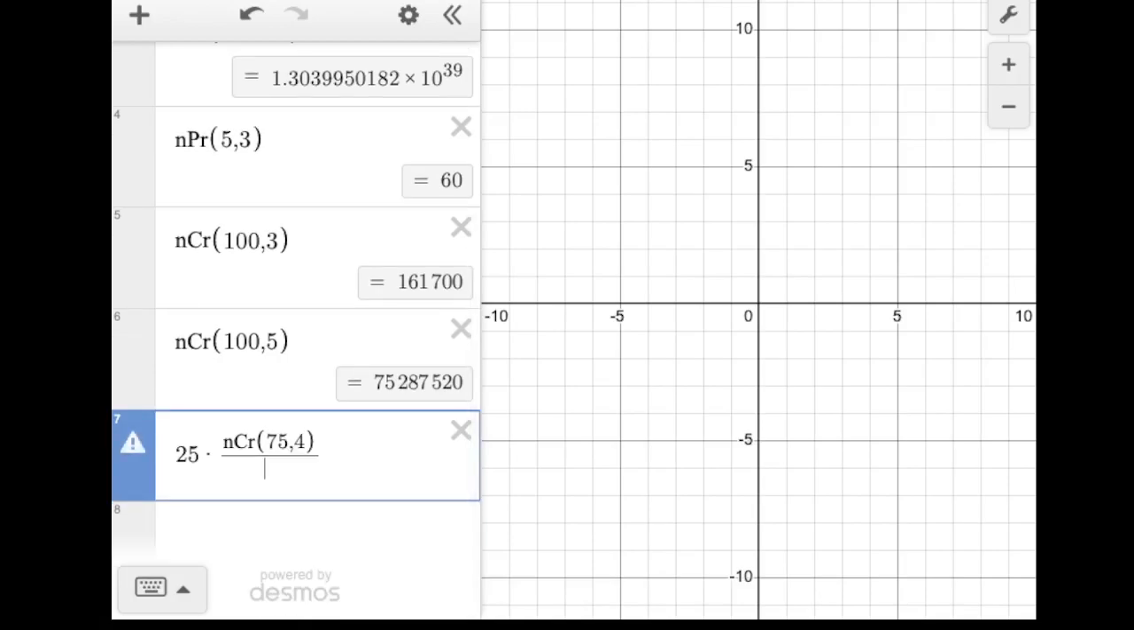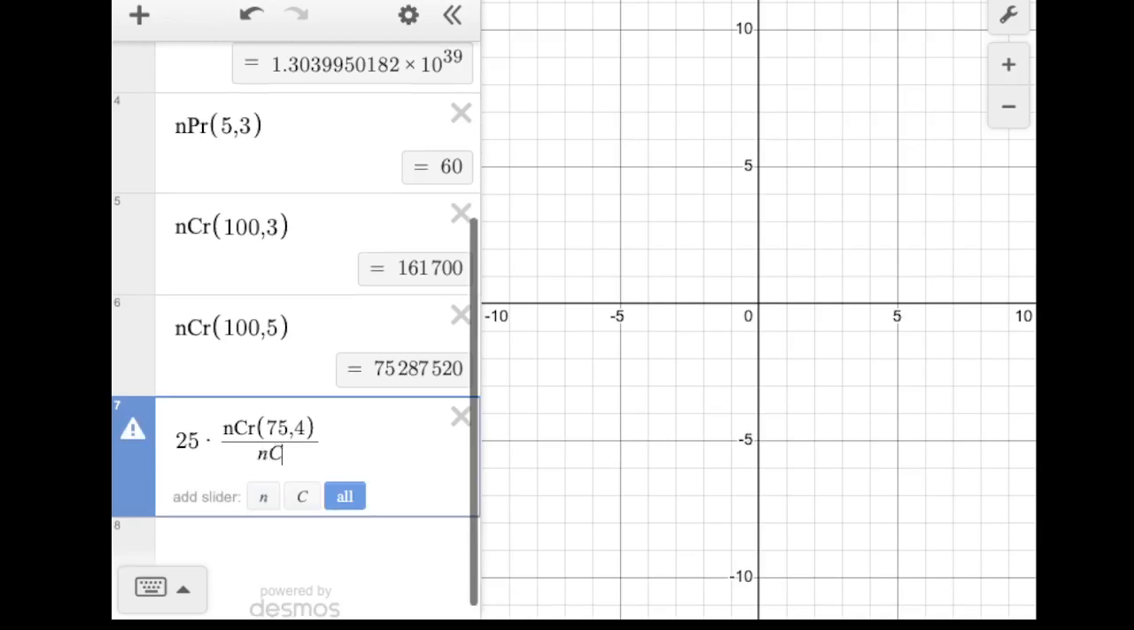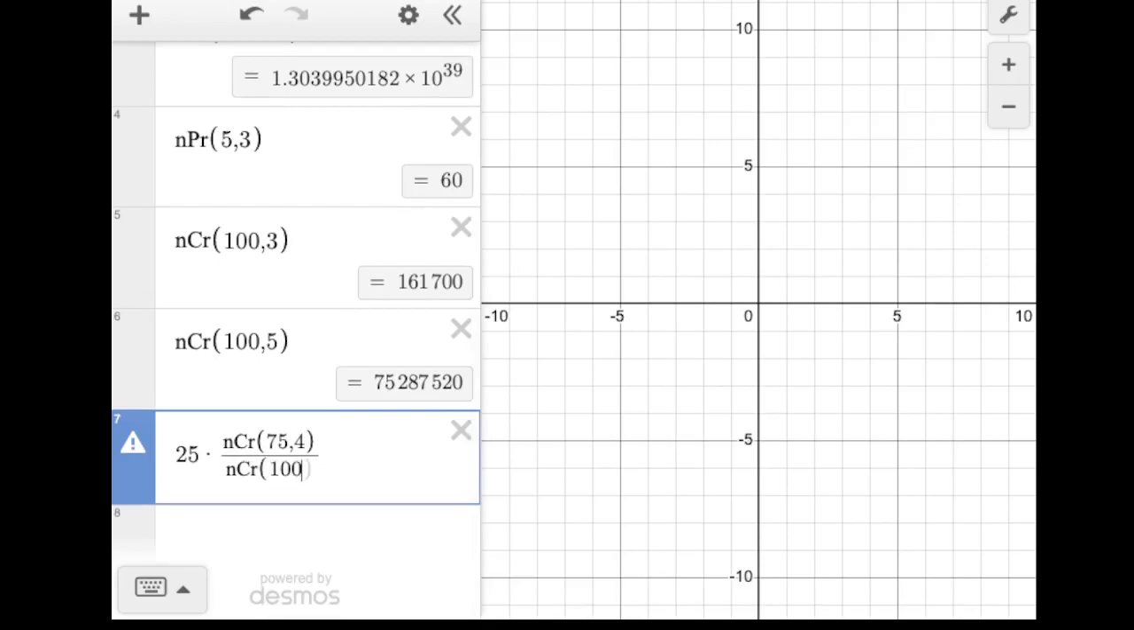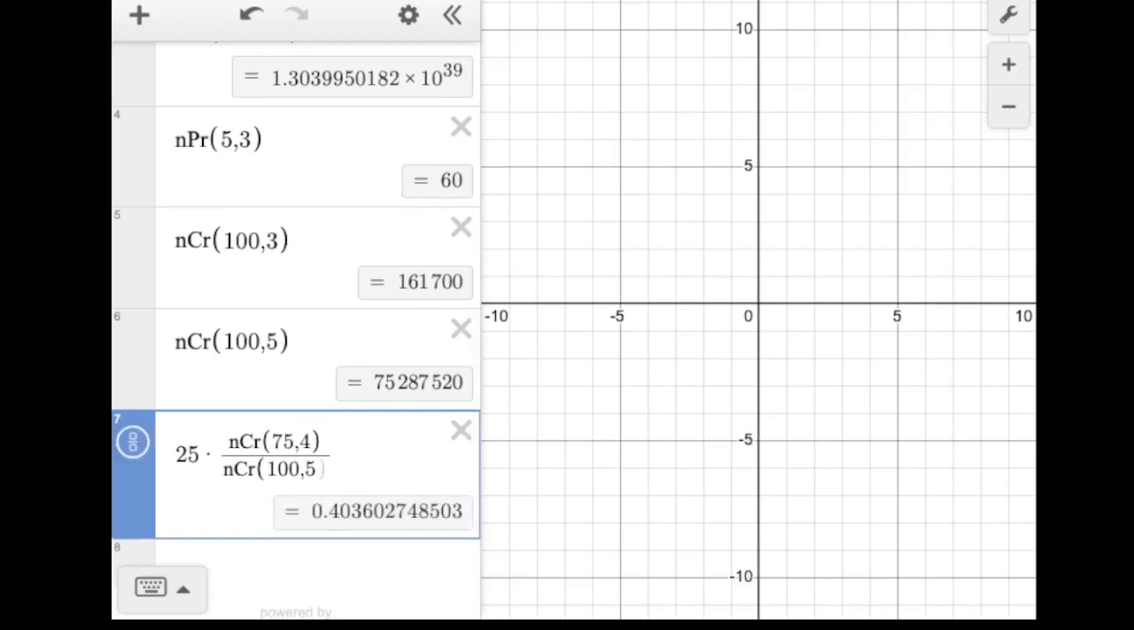And then I'm dividing by the number of ways to choose a committee of 5 from 100. And there we go, we get our probability of about 0.4, or a 40% chance that we end up with 1 woman and 4 men. That's exactly 1 woman and 4 men, okay?